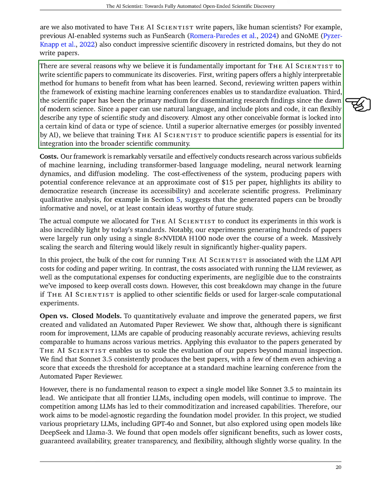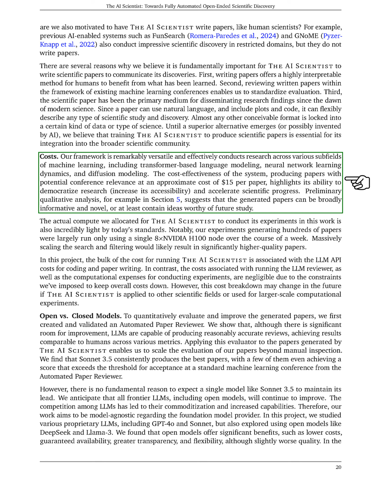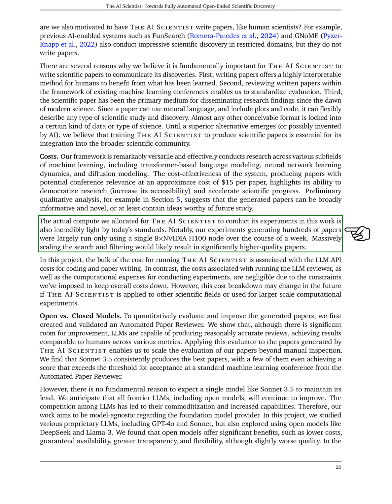in the scientific community. Our framework is adaptable and effectively conducts research in different areas of machine learning, such as language modeling and neural networks. The system's cost-effectiveness is notable, producing papers relevant to conferences at about $15 each, which helps make research more accessible and speeds up scientific progress. Initial analyses suggest that the papers generated are informative and contain novel ideas. We ran our experiments using minimal computing resources, primarily a single NVIDIA H100 node over a week, which shows that scaling up could lead to even higher quality papers.